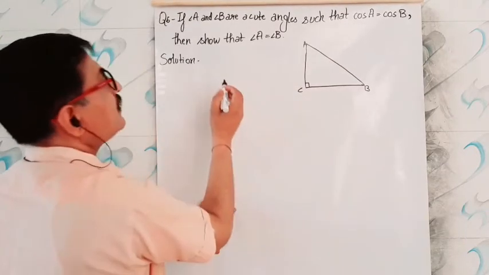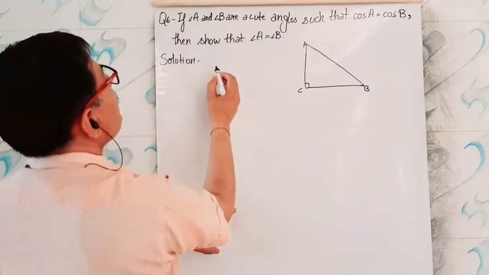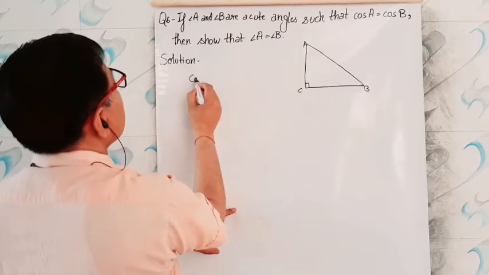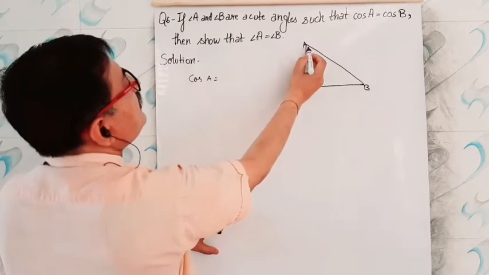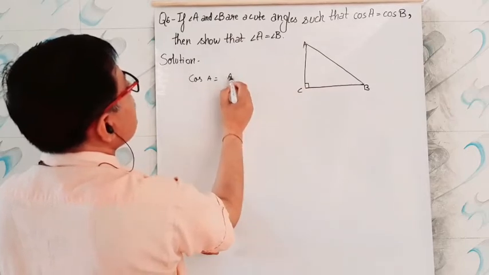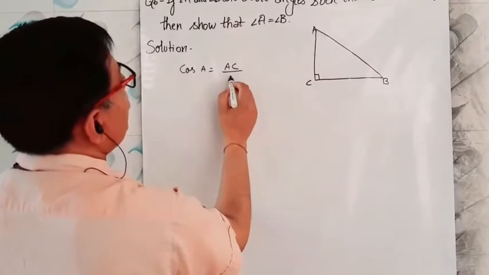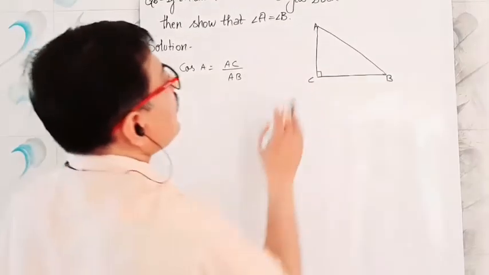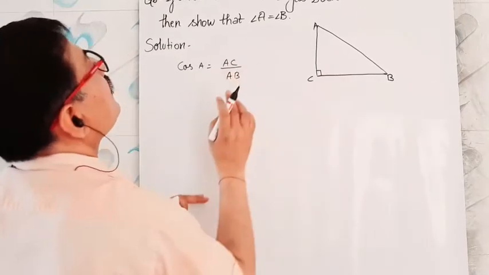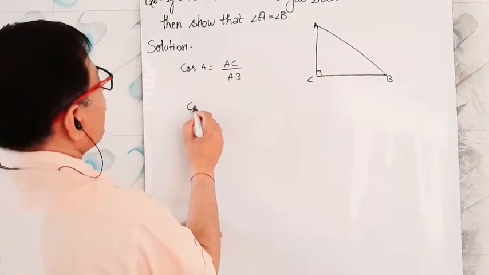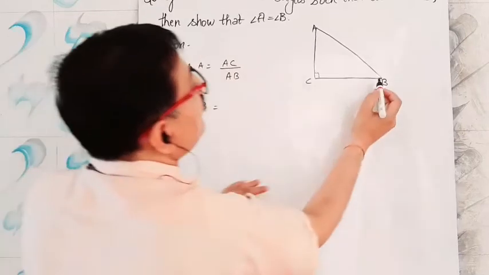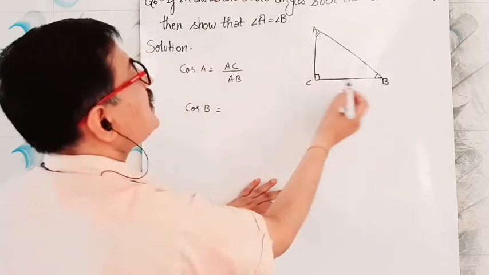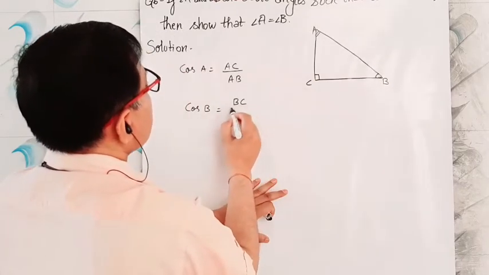In the question it is given that cos A equals cos B. So first you have to find out cos A. When you are taking this angle, cos A will be AC upon AB, base upon hypotenuse. AC is the base when we are taking angle A. Now cos B, when you are taking angle B, means this angle, base will be BC. So BC upon AB.